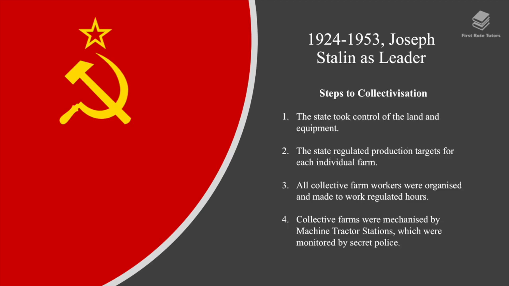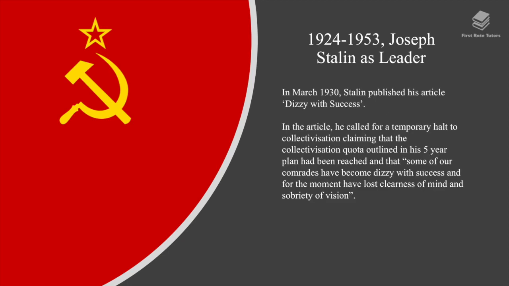Steps towards collectivization. The state took control of the land and equipment. The state regulated production targets for each individual farm. All collective farm workers were organized and made to work regulated hours. Collective farms were mechanized by machine tractor stations, which were monitored by secret police.